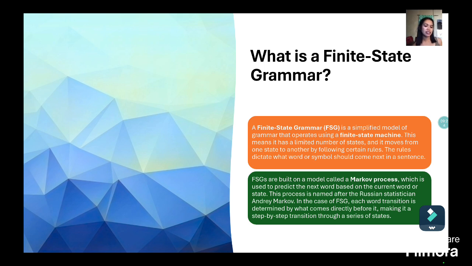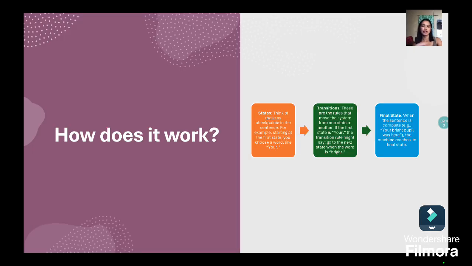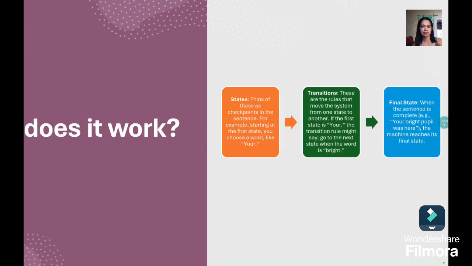In the case of finite state grammar, each word transition is determined by what comes directly before it, making it a step-by-step transition through a series of states. So that is a finite state grammar. So how does finite state grammar work?